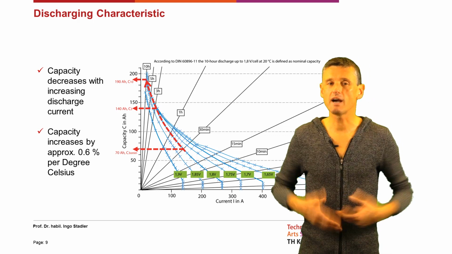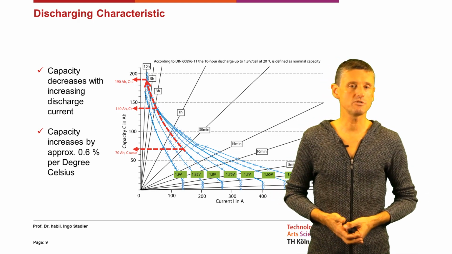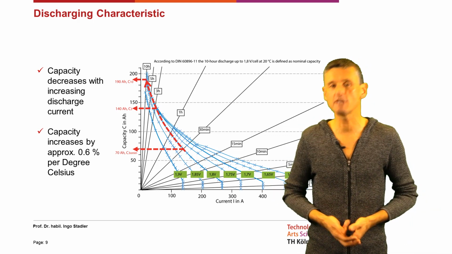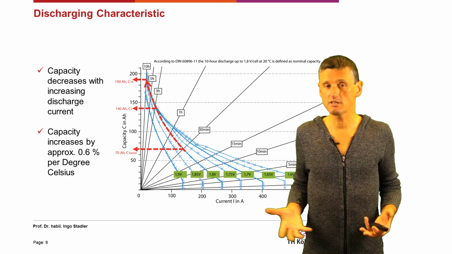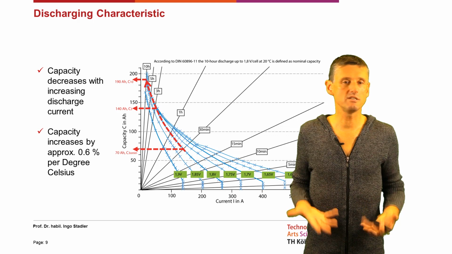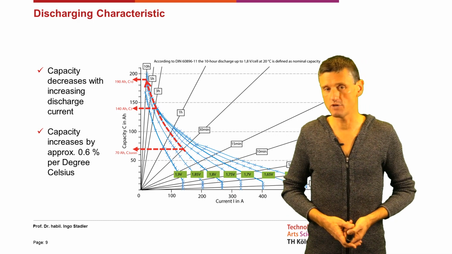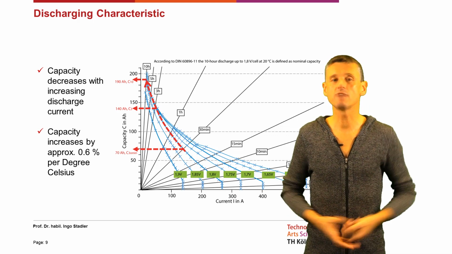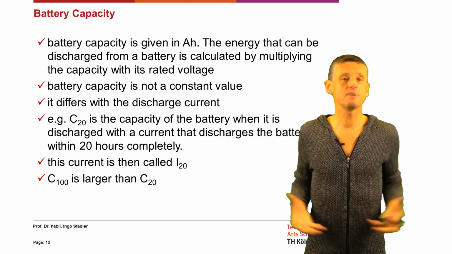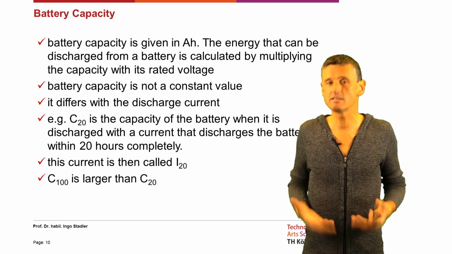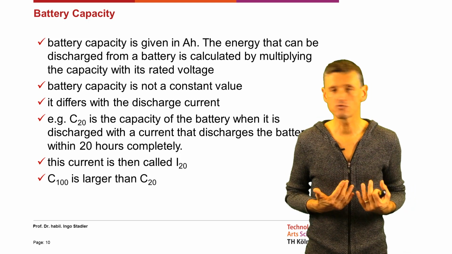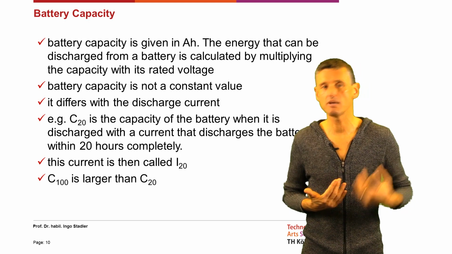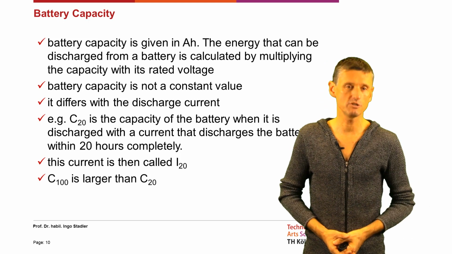When we do that with a higher current, only in 3 hours, the capacity is only 140 amp hours. And when we do that in only 30 minutes, the capacity decreases even to 70 ampere hours. So it's highly flexible. The battery capacity again is given in ampere hour. The energy that we can discharge from the battery is calculated by multiplying the capacity with the rated voltage.